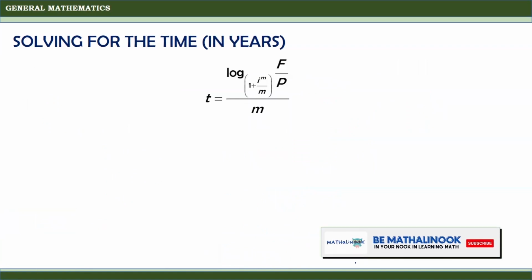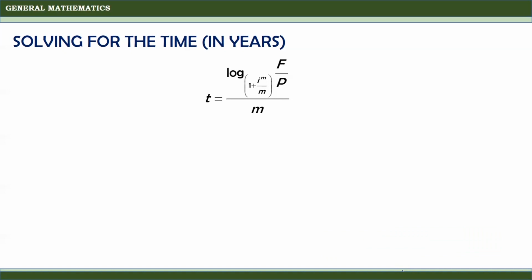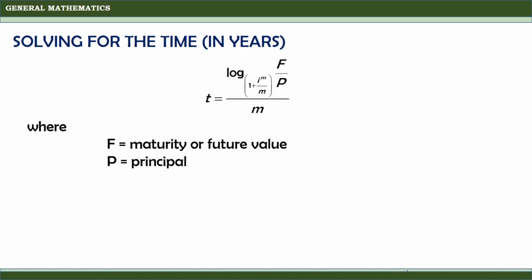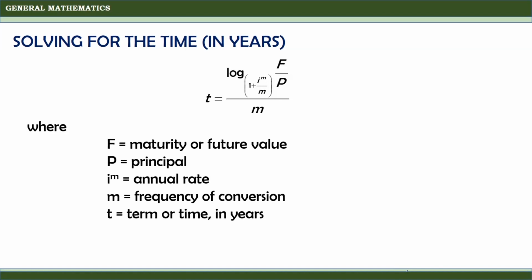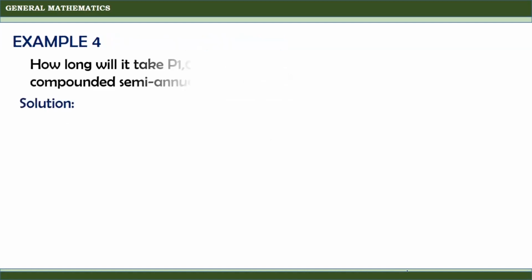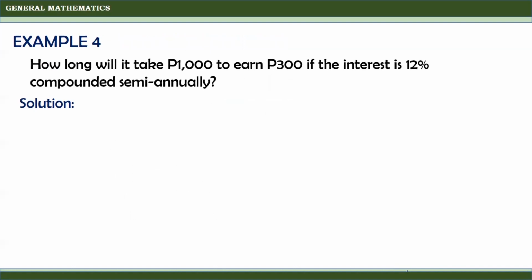Finally, solving for time in years is given by the formula logarithm of F divided by P to the base 1 plus IM divided by M, all over M, wherein F is the maturity or the future value, P is the principal, IM is the annual rate, M is the frequency of conversion, and T is the term or time in years. Let us try to solve this example. How long will it take 1,000 pesos to earn 300 if the interest is 12% compounded semi-annually?